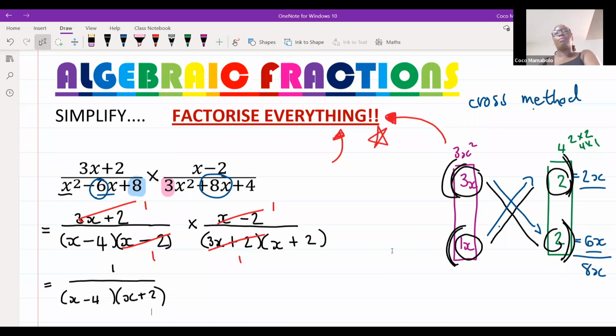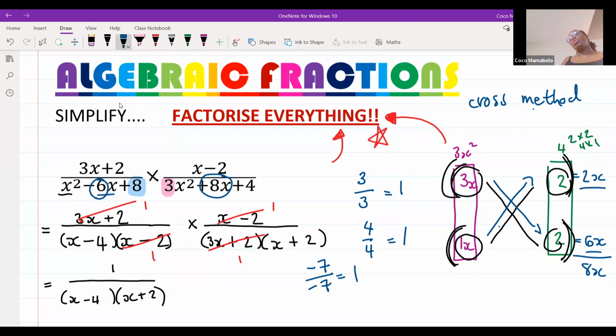Ma'am, how did you get 1? Okay. Let's do this. Chioma, if I said to you, what is 3 divided by 3? 1. Good. What is 4 divided by 4? 1. What is -7 divided by -7? 1. Good. So you realize that if the top and the bottom look exactly the same and I divide them, what answer do I get? 1. So it extends to algebra as well.